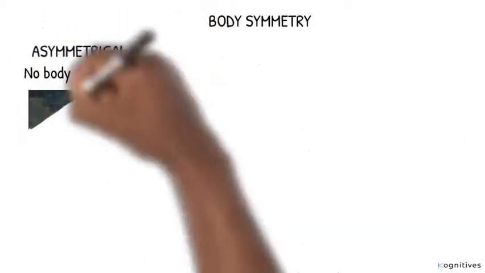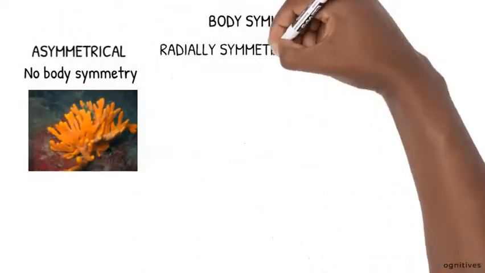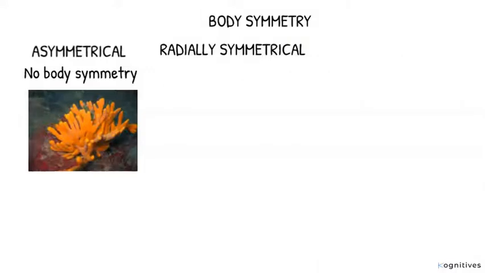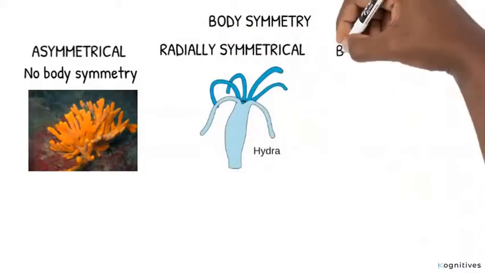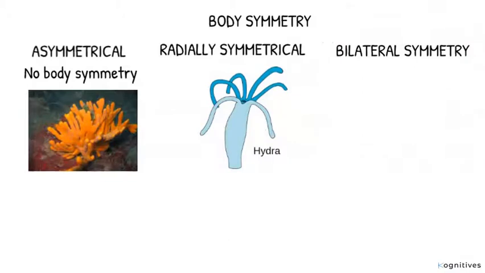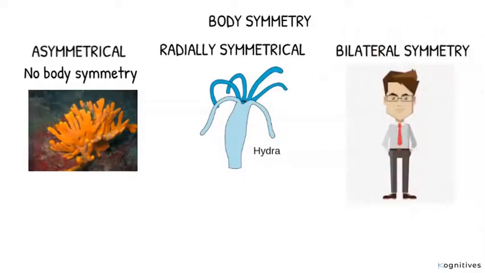Animals can also be classified based on body symmetry into asymmetrical, which is no body symmetry, such as the sponges; radially symmetrical, in which all parts of the body radiate from the center, e.g., the hydra; and bilateral symmetry, in which the body of the organism can be split into two equal halves by drawing a line from the center, e.g., humans are bilaterally symmetrical.